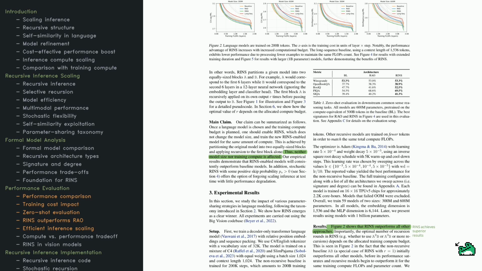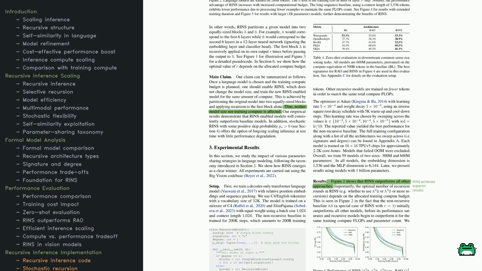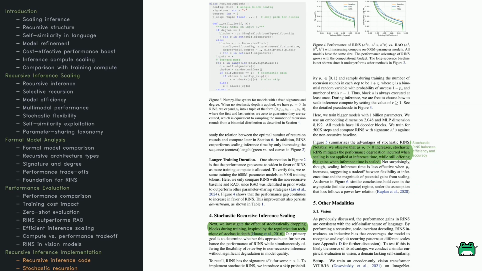All this is achieved simply by restructuring inference. No increase in model size or extra training. This is crucial for scenarios where compute is scarce or expensive. As we move forward, the paper digs deeper into how RINS is implemented to achieve these results. Next, let's talk nuts and bolts.